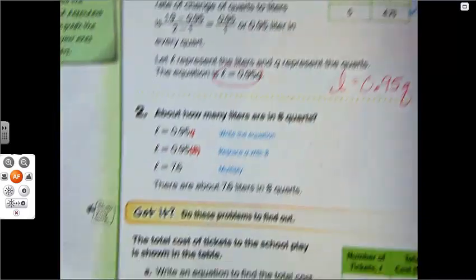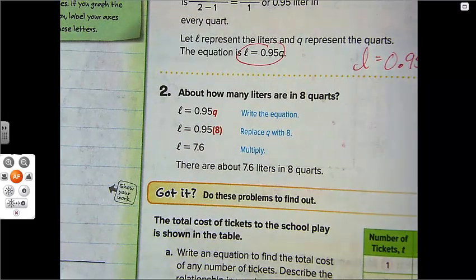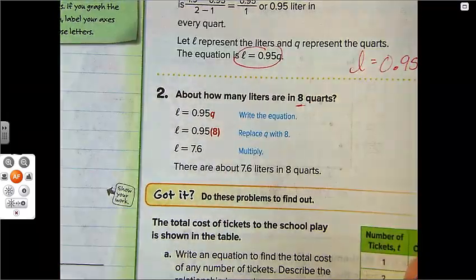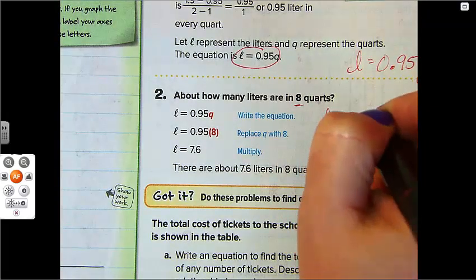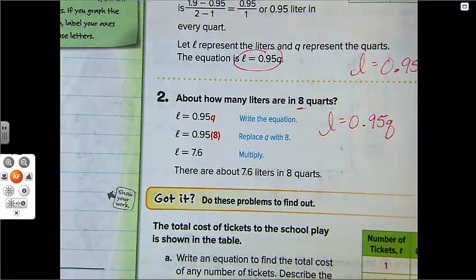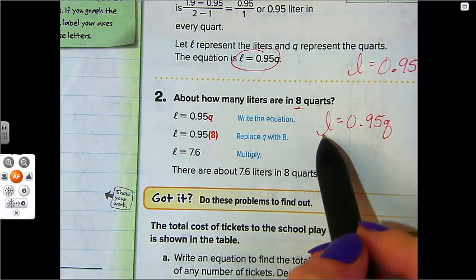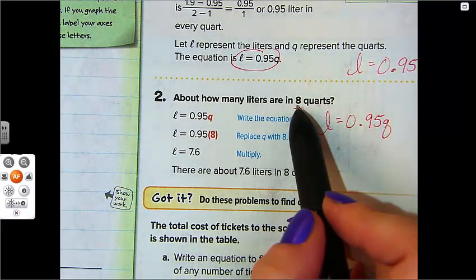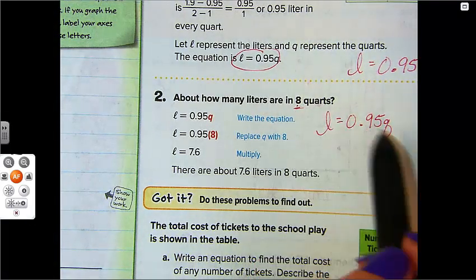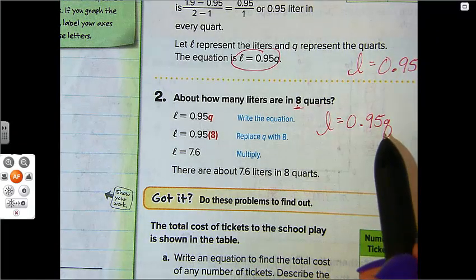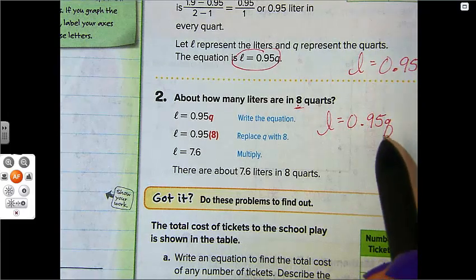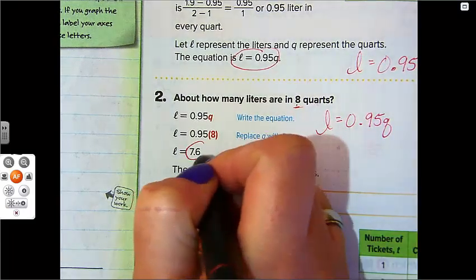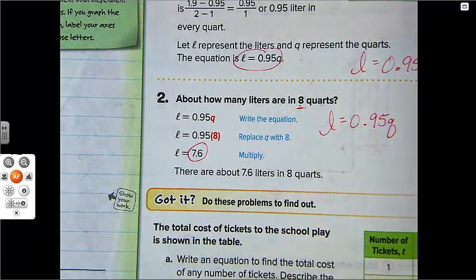So that's my equation. So now looking down here, using that equation, it says about how many liters are in 8 quarts. Well, I'm trying to find the L. If this is my equation, I am trying to find the L, and they give me a Q because quarts is Q. That's representative of my Q in my equation. So I can then put Q as 8. Take 0.95 times 8, and that tells me how many liters I have, and the answer is 7.6.